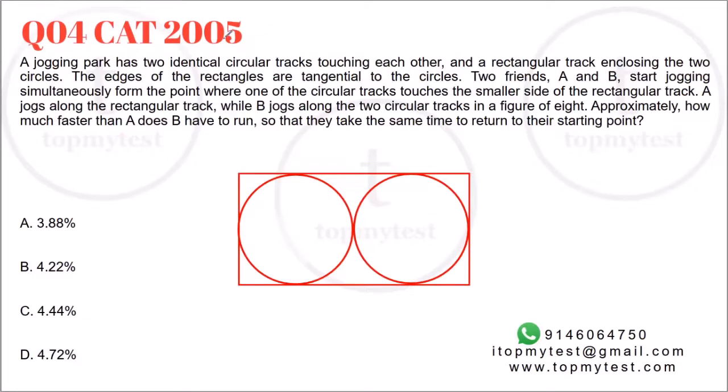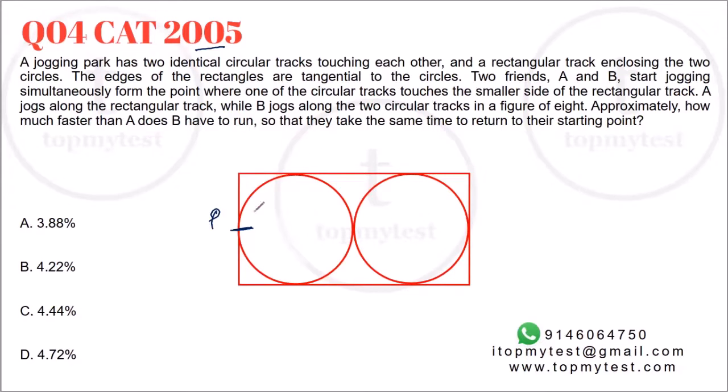The fourth question is from CAT 2005. Slightly lengthy, but actually not very difficult. This one says a jogging park has 2 identical circular tracks touching each other and a rectangular track enclosing the 2 circles. Something like this. The edges of the rectangle are tangential to the circles. 2 friends A and B start jogging simultaneously from the point where one of the circular tracks touches the smaller side of the track. Let's call this the starting point P.